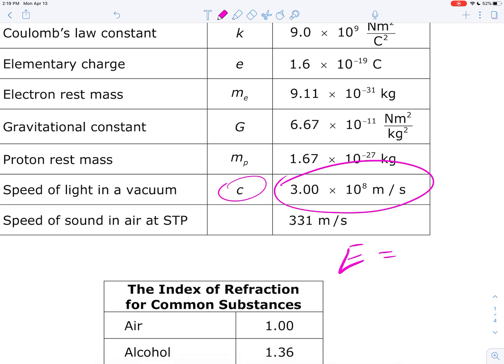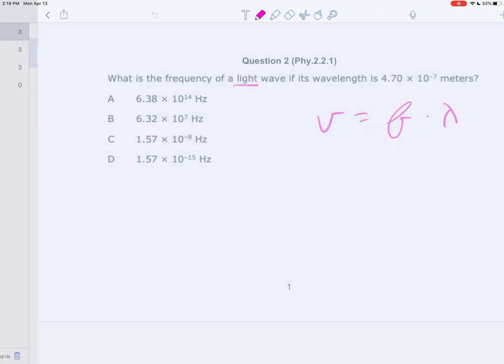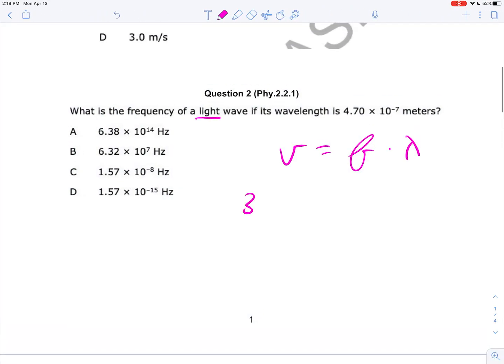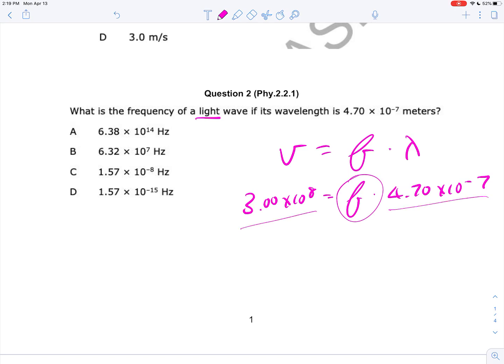Einstein's famous equation, E equals mc squared. The c is the speed of light. So the speed is 3.00 times 10 to the 8. That equals frequency multiplied by the wavelength, which is 4.70 times 10 to the negative 7. We're trying to find our frequency, but we have the speed, we have the wavelength. There's a little bit of mathematical manipulation you need to do here to find frequency. And remember, if you're dividing by either one of these numbers, you're going to want to put them in parentheses.